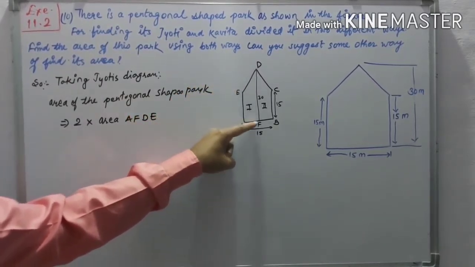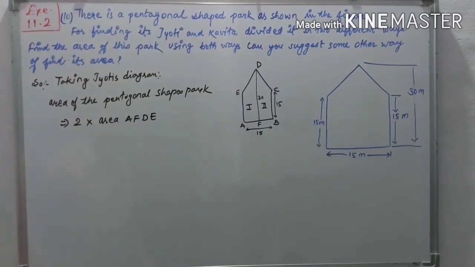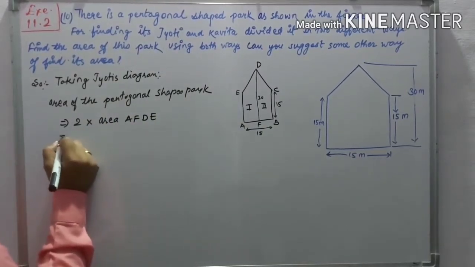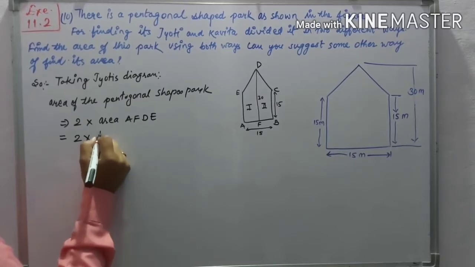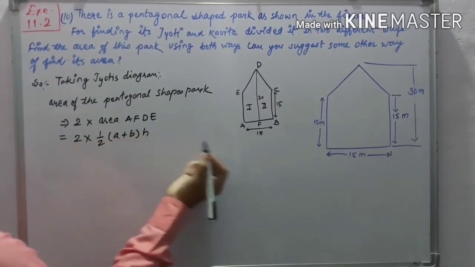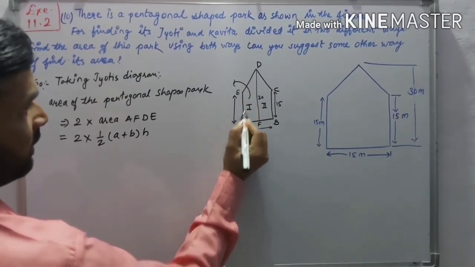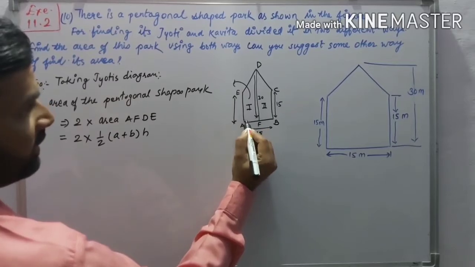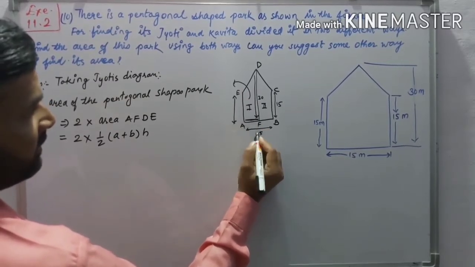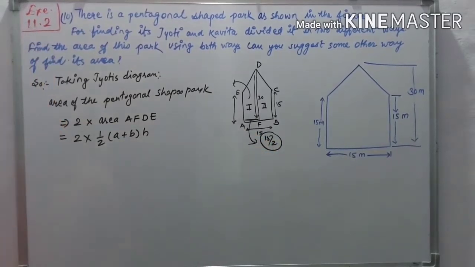A, F, D, E, because both are the same, so we have to multiply by 2. Put the value into 1/2 × (AB) × H. Where is AB? First count the value of A, this is the value of B, and this is the value of height. Height is a center, meaning 15/2 is the distance of this side.